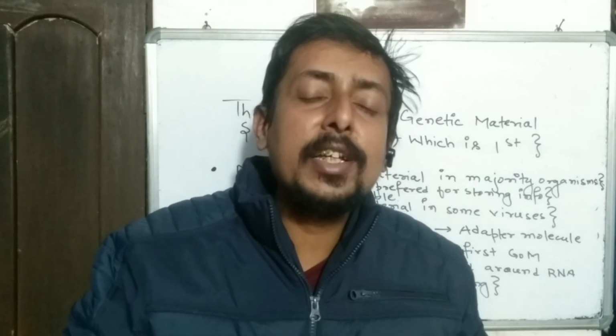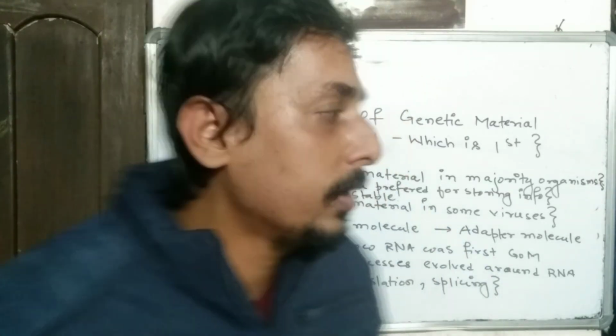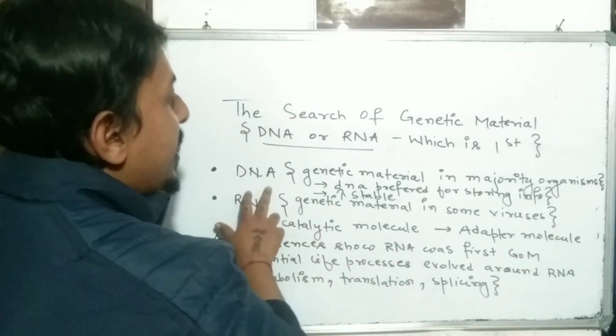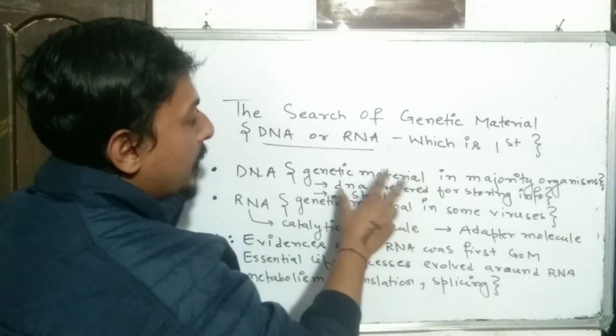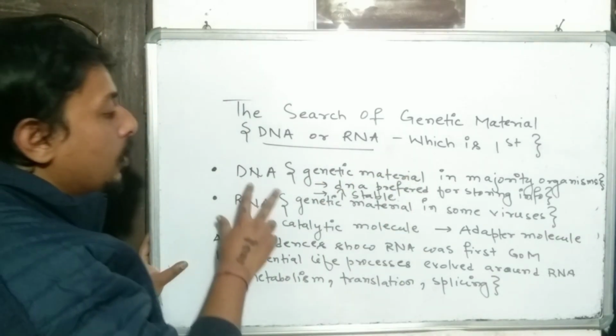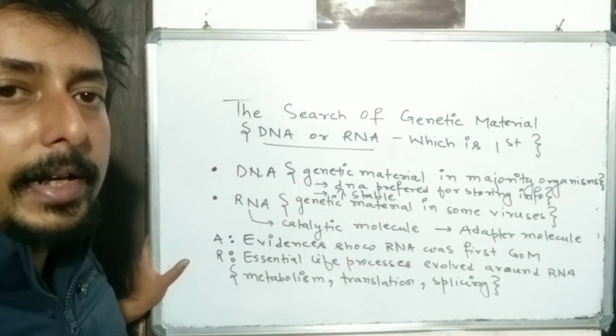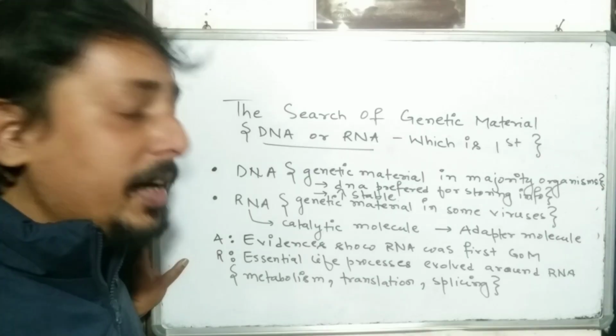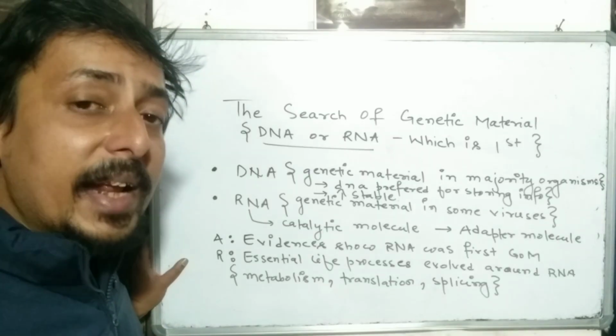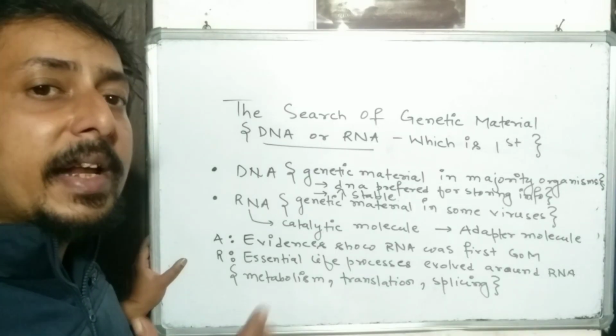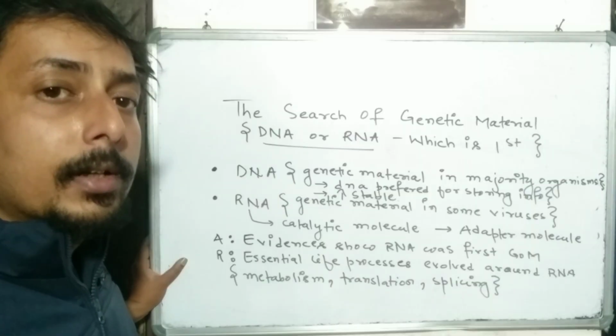And while the RNA genome is less stable, the genetic material is RNA, which is less stable, it mutates in a faster way because it is less stable. So therefore, genetic material in the majority of the animals, majority of the organisms, is DNA, while in certain viruses, the RNA is also a genetic material.